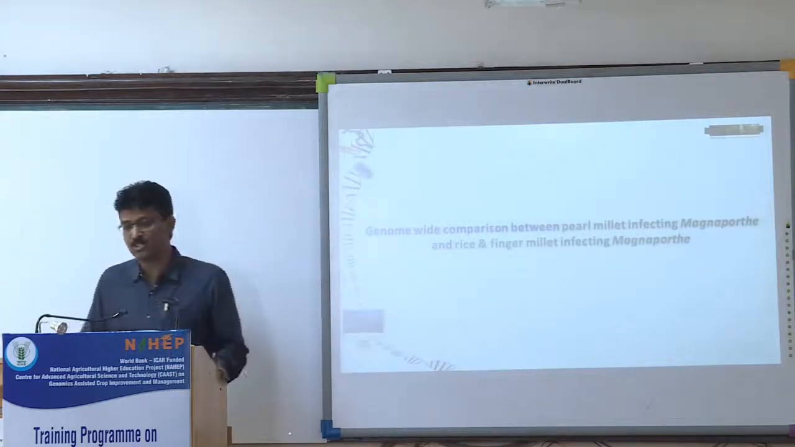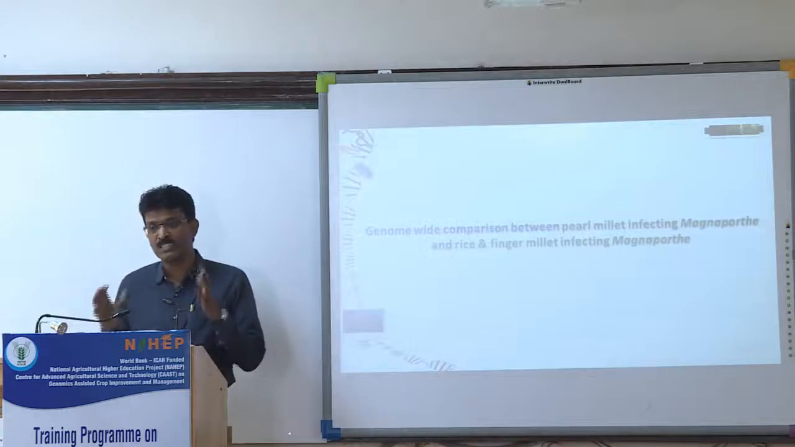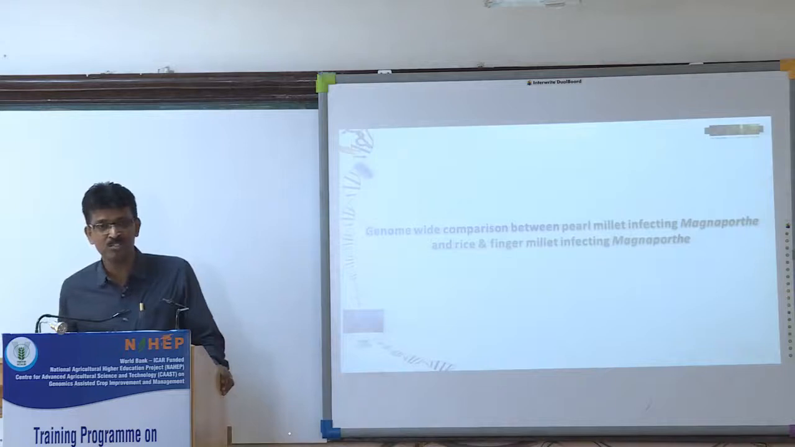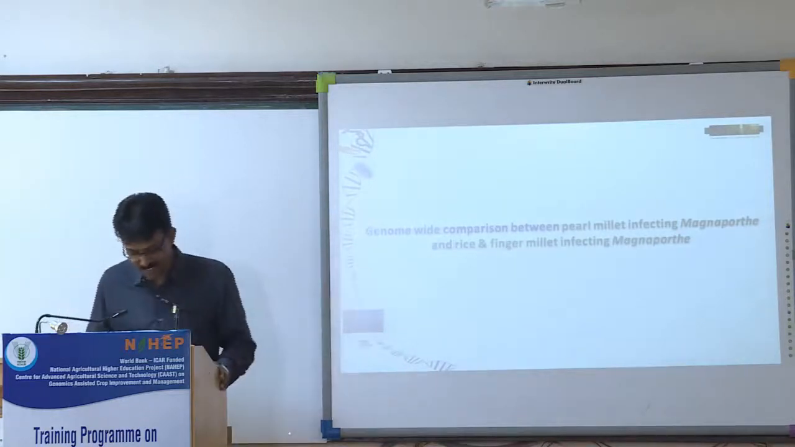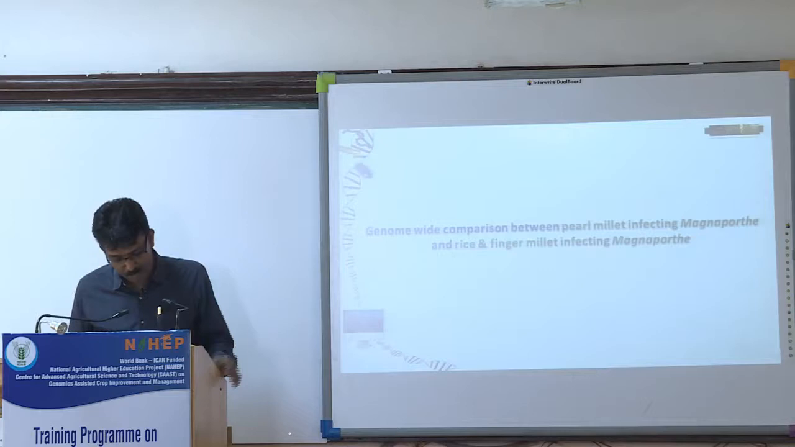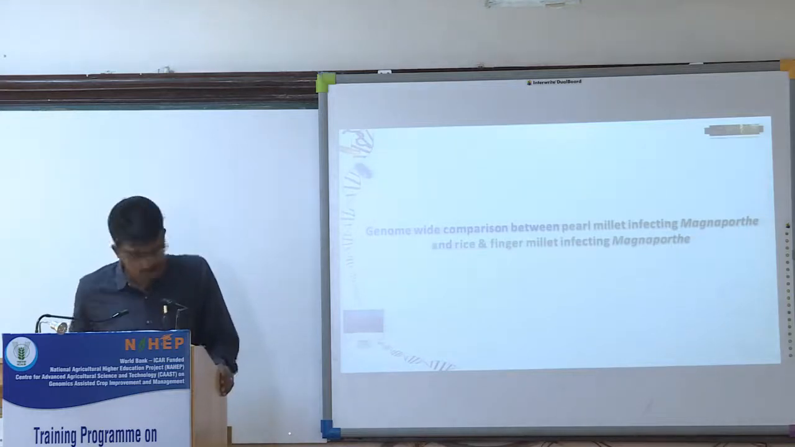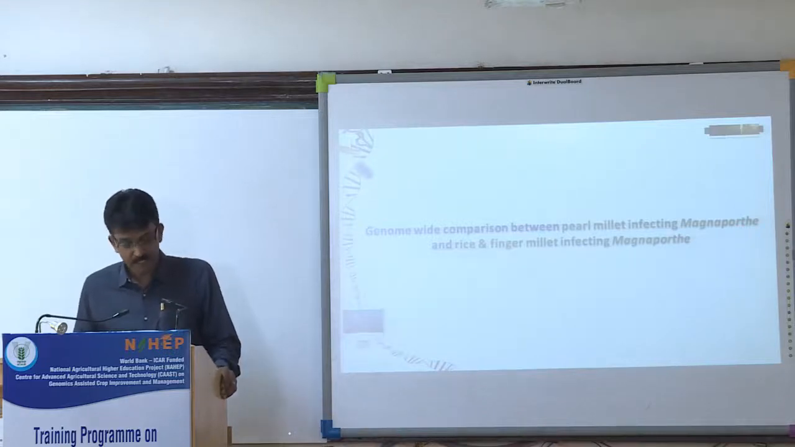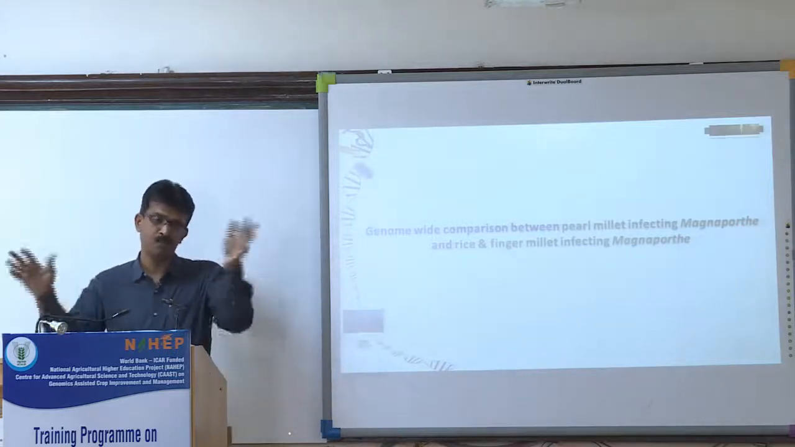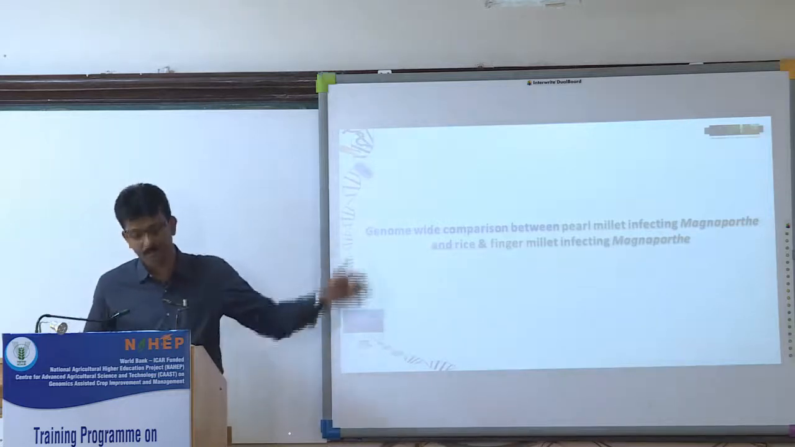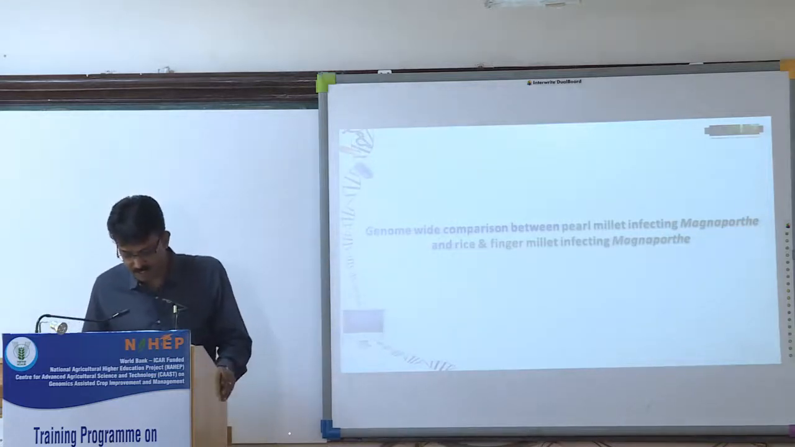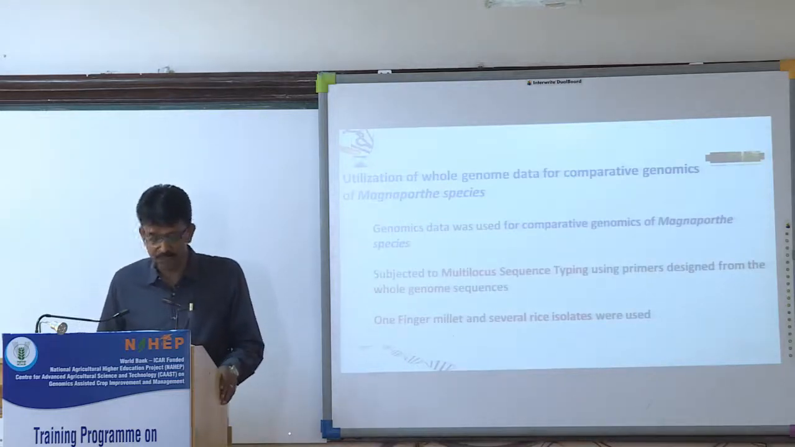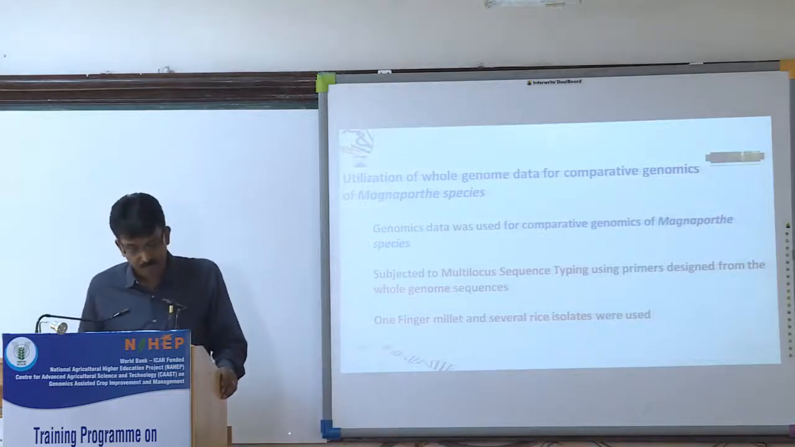In the rest of the presentation, I will focus on how to utilize the sequence data for the biological questions I raised at the beginning of the presentation. I will take them one by one. The first one is genome-wide comparison between pale millet infecting Magnaporthe and rice and finger millet infecting Magnaporthe. This is our question. You will appreciate, maybe after these few slides, why we started this work. This is something like utilization of whole genome data for comparative genomics of Magnaporthe species.